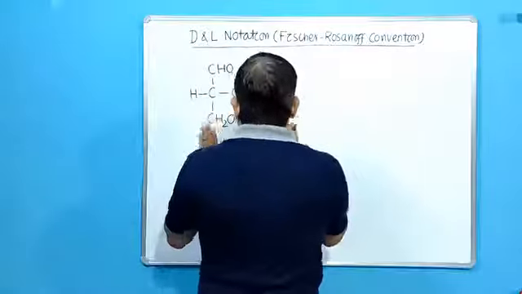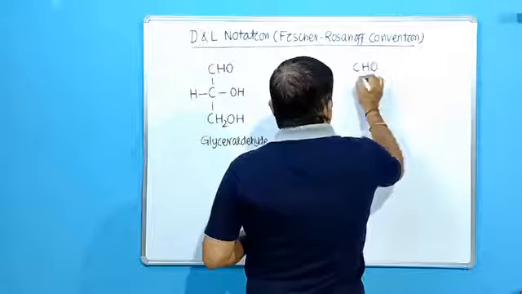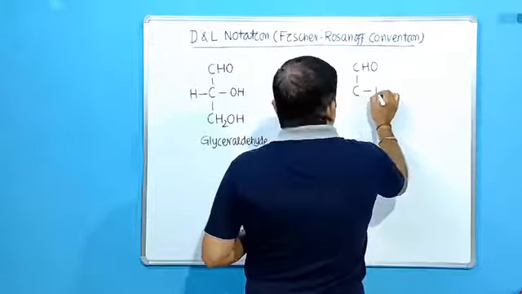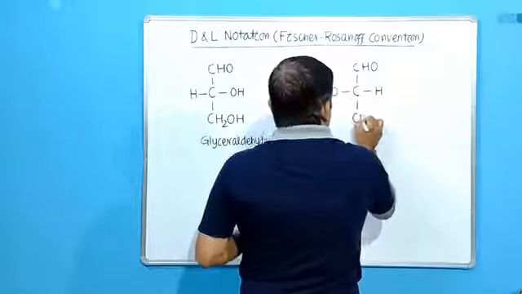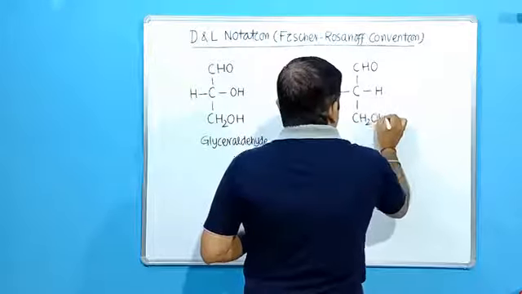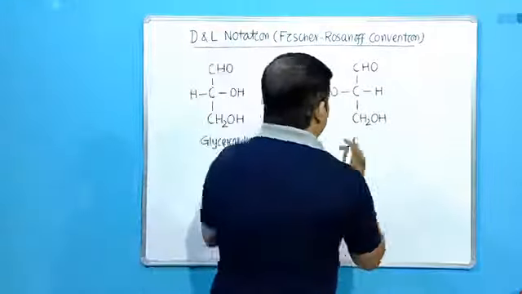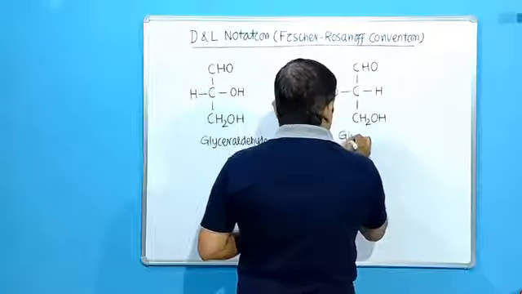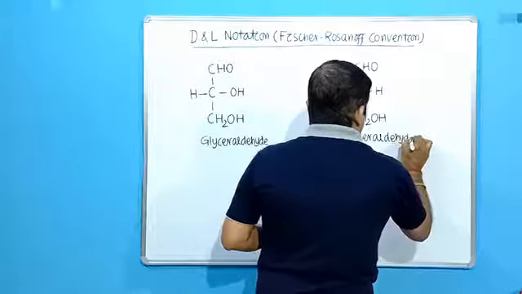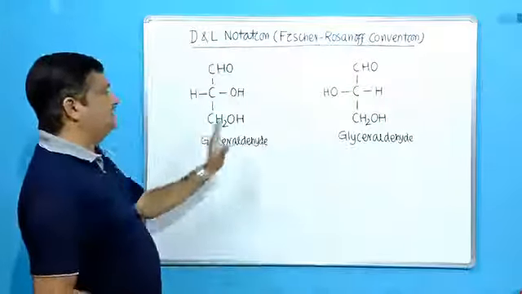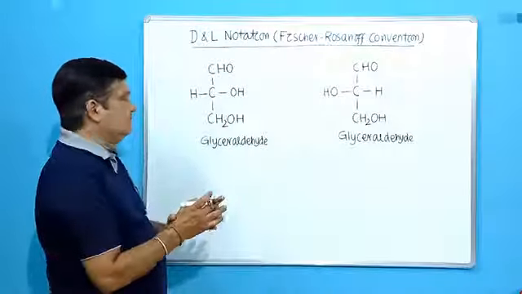Same formula I am once again writing: CHO, CHOH, CH2OH. So this is also glyceraldehyde, having the same formula but a different orientation. So what is the only change you mark between these two? Now here the orientation has changed.